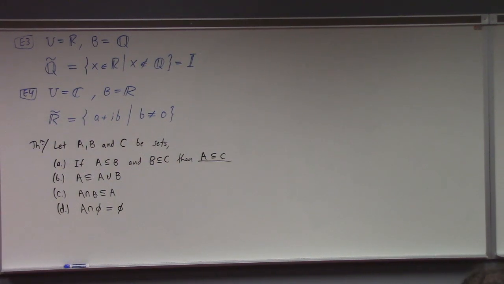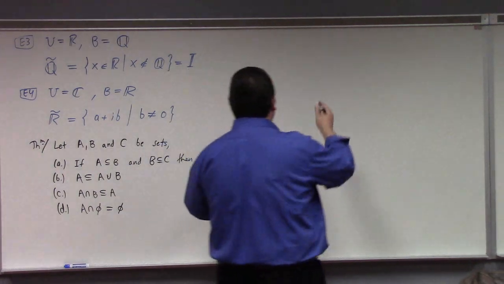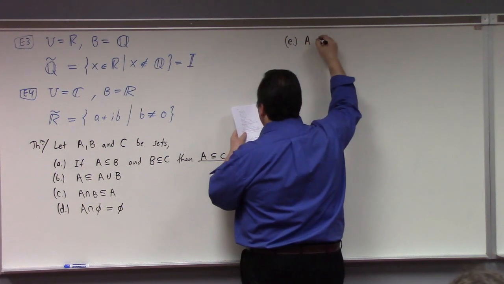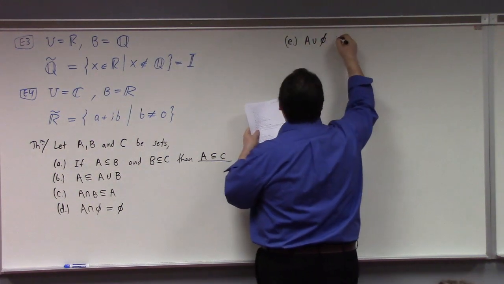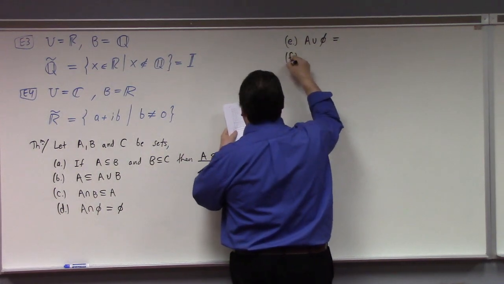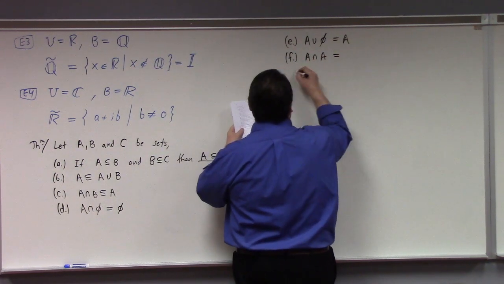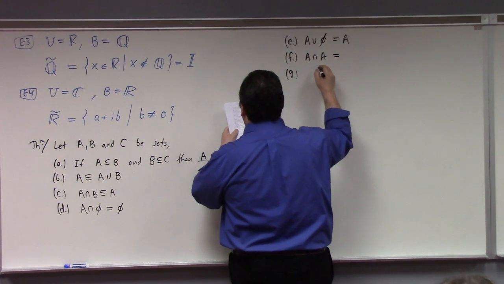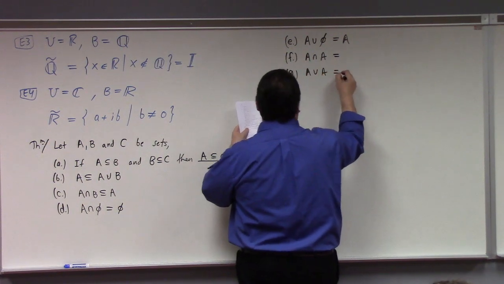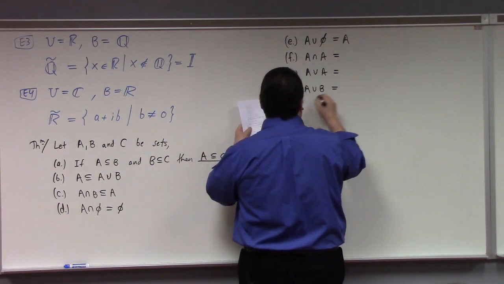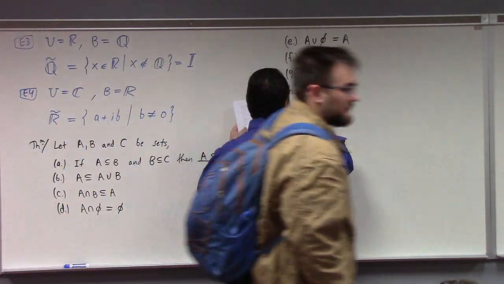Let's see here. What else do we know here? Oh my goodness. We're going to be a while. E. All right, guys. Buckle up, I guess. A union the empty set. What do you think that is? A. Very good. How about A intersect A? What's that? How about A union A? What's that? How does A union B compare to B union A?